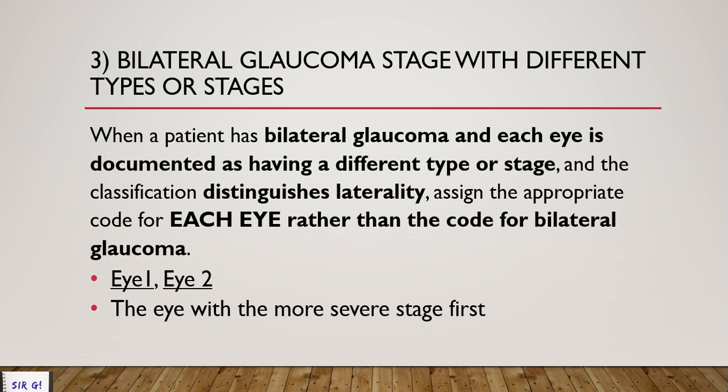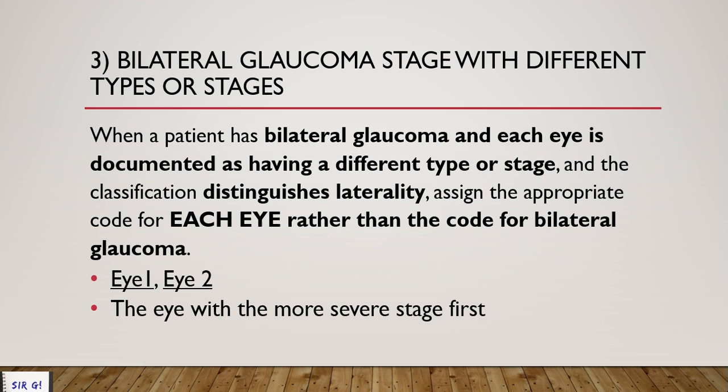Obviously, if it's a different type, you need to code them separately because, as per the first guideline a while ago, it's differentiated based on type, stage, and the affected eye. Okay? And the classification distinguishes laterality. Assign the appropriate code for each eye rather than the code for bilateral glaucoma. So you need the code for eye 1 and eye 2.